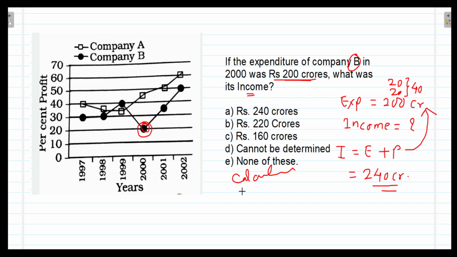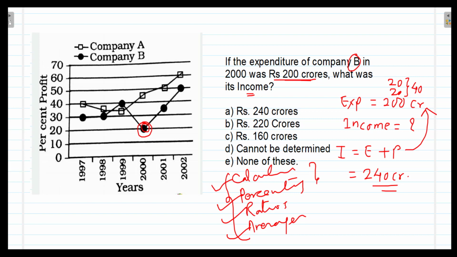So friends, here you should have a good knowledge of calculation, then you should have a good knowledge of percentage, then you should have a good knowledge of ratios and the good knowledge of averages. If you have a mastery over these four topics, that is calculation, percentages, ratios and averages, you can score 100% marks in data interpretation. Now let us see the next question.